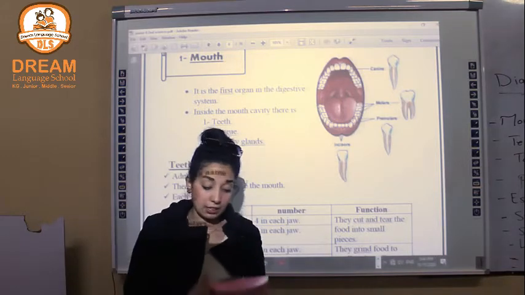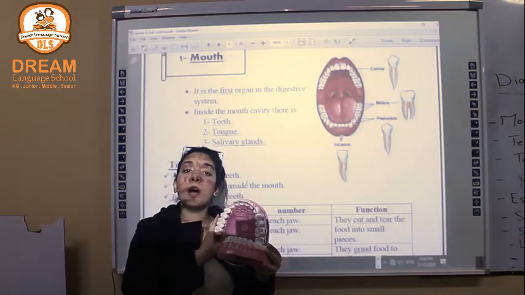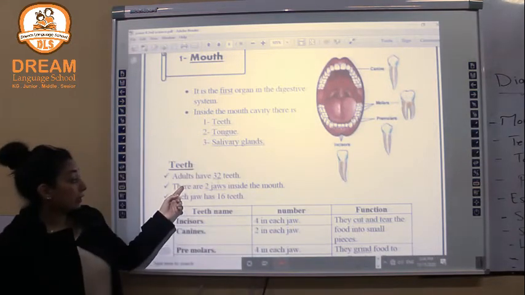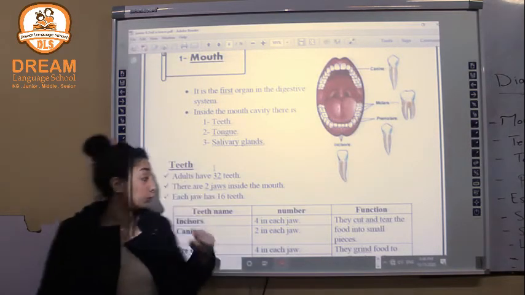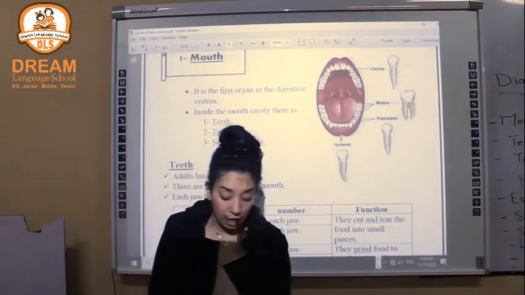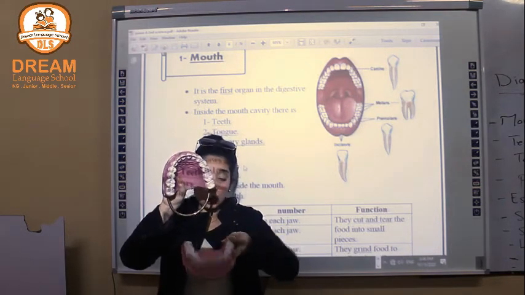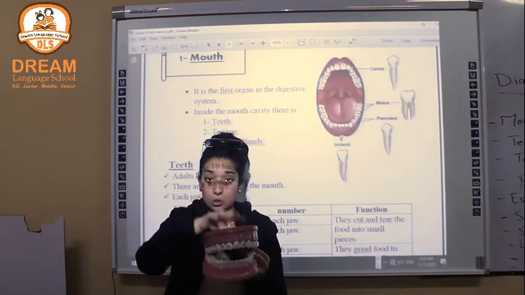Any adult has 32 teeth. So how many teeth do we have? We have 32 teeth. How many jaws do we have? We have the upper jaw and the lower jaw, so we have 2 jaws.